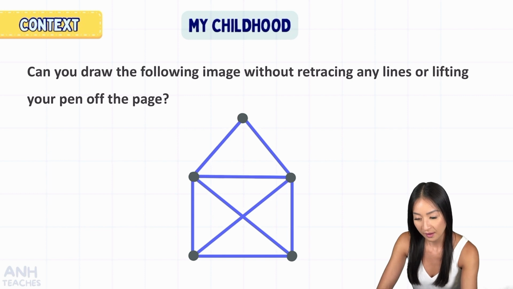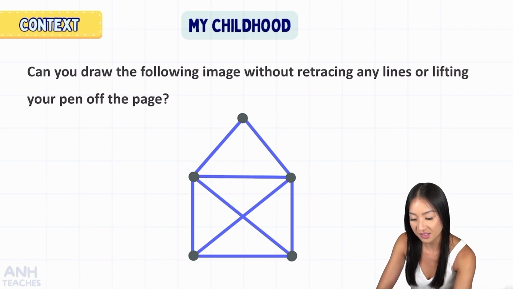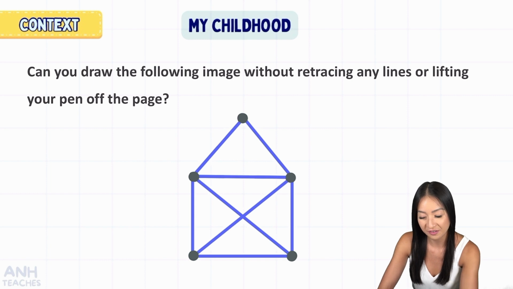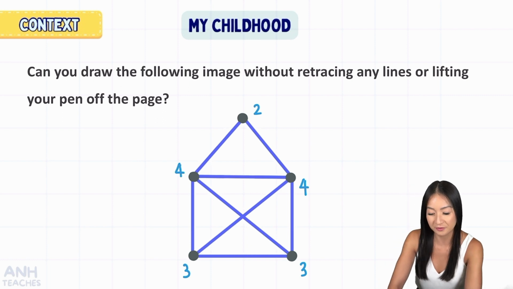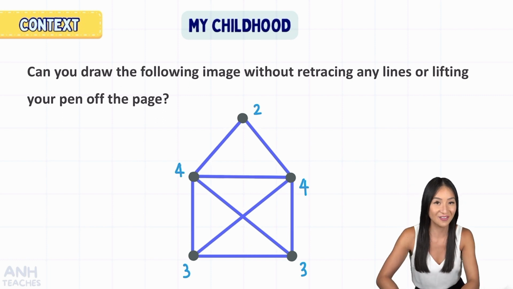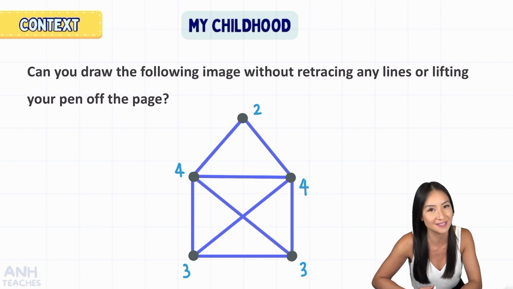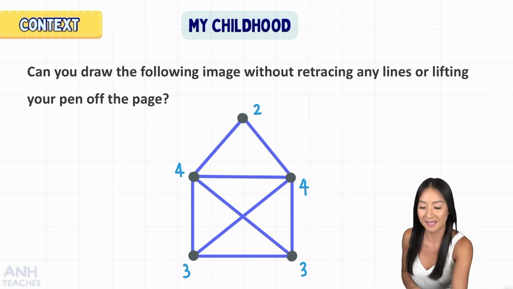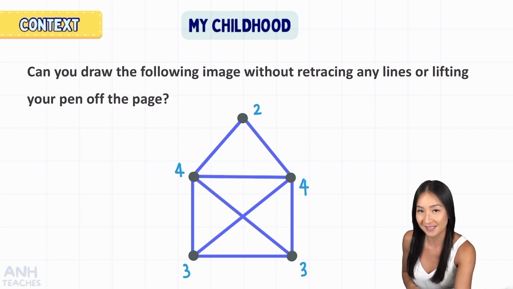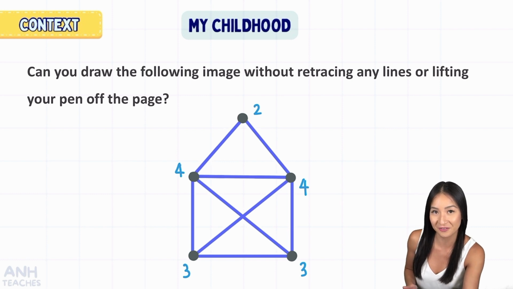Now, I need to check the degrees of each vertex. So at the top here, I've got 2, 4, 3, 3, and 4. So this graph has exactly 2 odd vertices, which tells me that it's semi-Eulerian. That means that there's going to be a semi-Eulerian trail that begins at one of the odd vertices and ends at the other odd vertex.